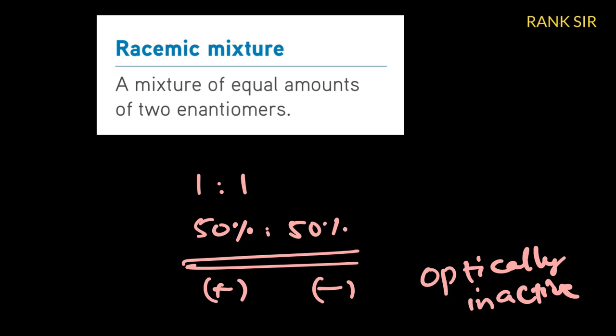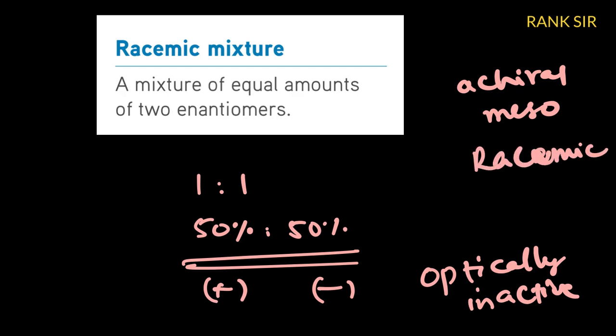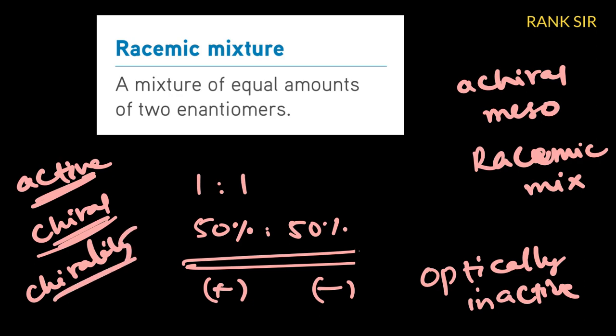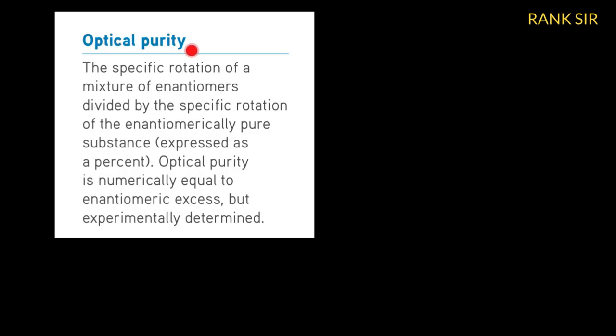So what are the inactive ones? One is achiral, another is meso, another is a racemic mixture. These are optically inactive. So which is active? Optically active is only chiral, when only one carbon is chiral. This is a condition, because chiral may not always be optically active. A meso compound also has chiral carbons. But which one is optically active? The condition is always chirality. What does chirality mean? Non-superimposable mirror images.